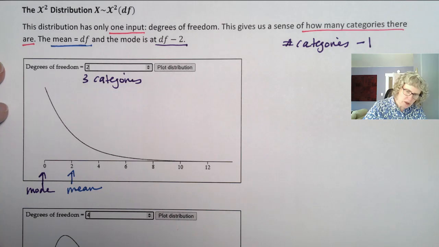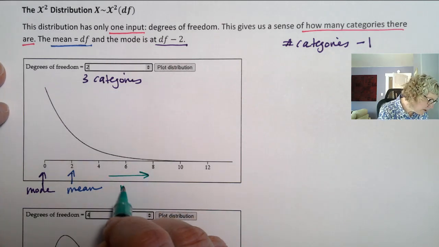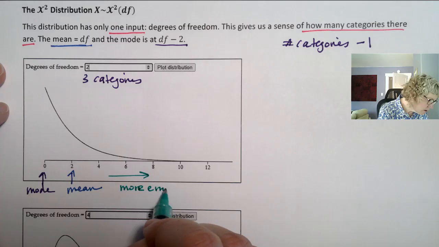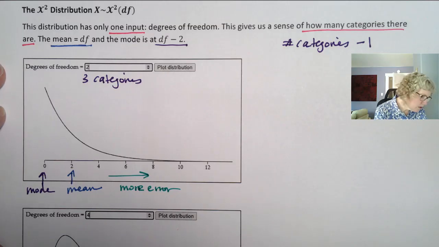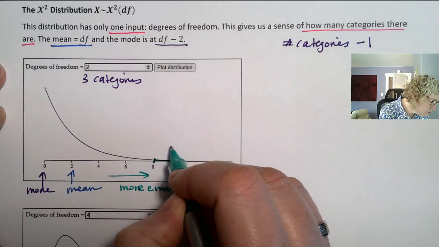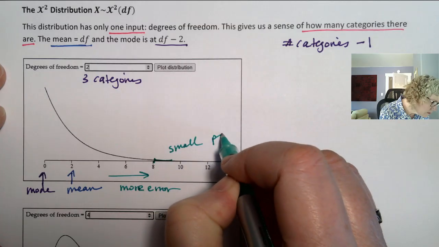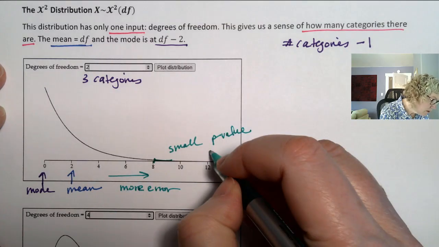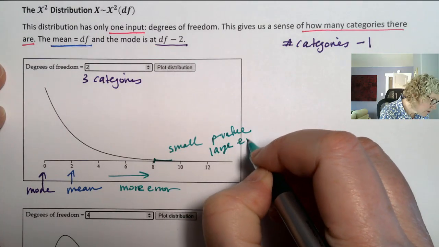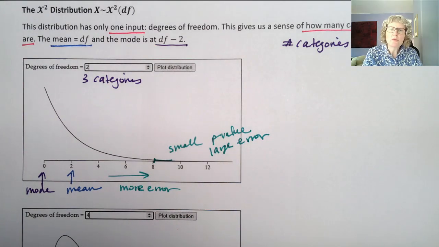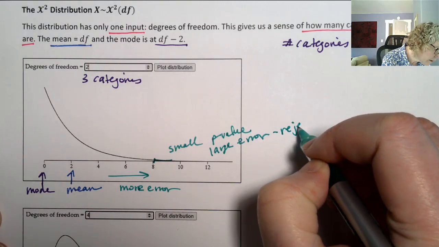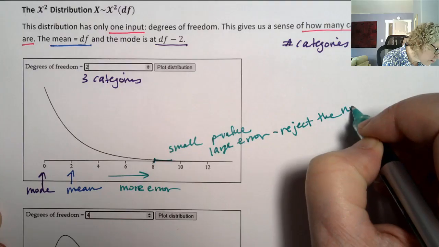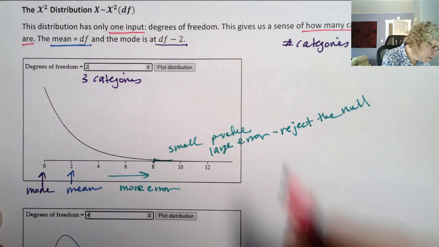Okay, and so then as we go to the right, this is more error. Right, 0 would be no error. To the right, we get more error. So if we have a small p-value, that means we have large error. Okay, kind of that's what happened with the jury pool. If we have a large amount of error, we're going to reject the null and say there's a difference, right? That means there's a significant difference.